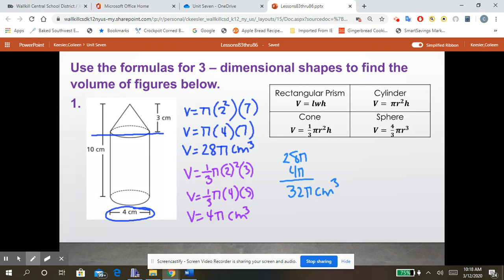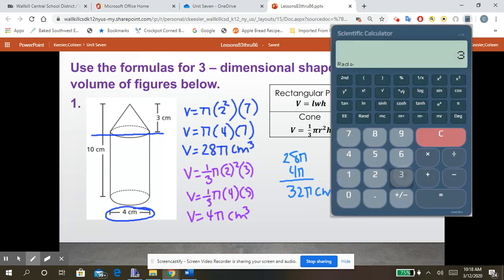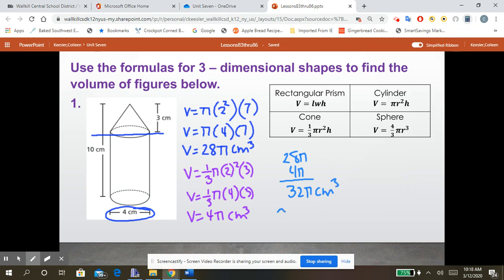I could multiply 32 times pi, and I get 100.53. So we could say that it's approximately 100.5, if we were rounding to the nearest tenth, centimeters cubed. All right, so it's not that hard. You're just going to make sure that you're paying attention to how the units are labeled and that you break it up if needed. All right, so let's take a look at another example.